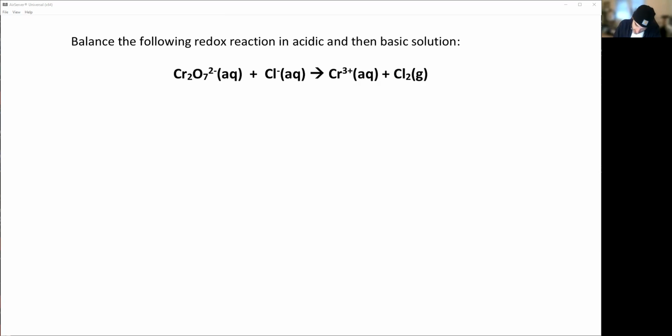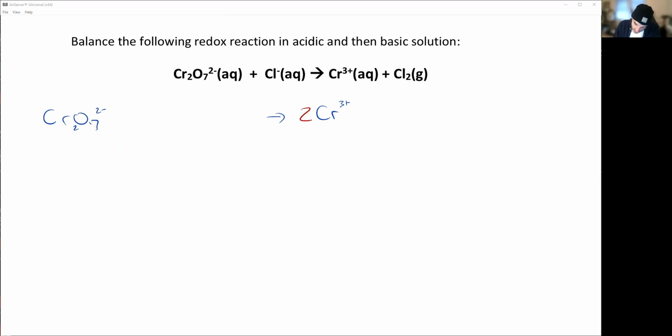So I have 2 sides. I'll do one and then the other. So chromium: Cr2O7 2- yields Cr 3+. What's the first thing I do? I balance out the number of non-oxygens or hydrogens. So I need 2 chromiums total. Everyone good with that?